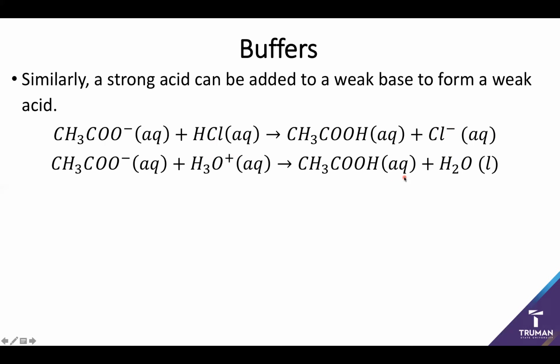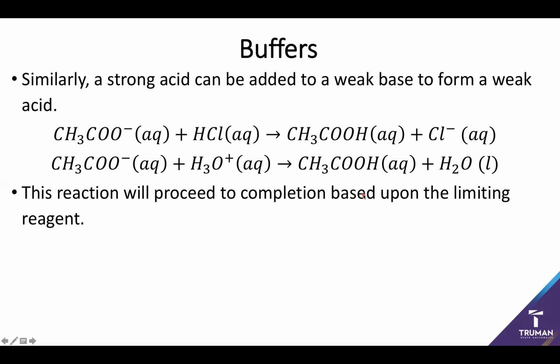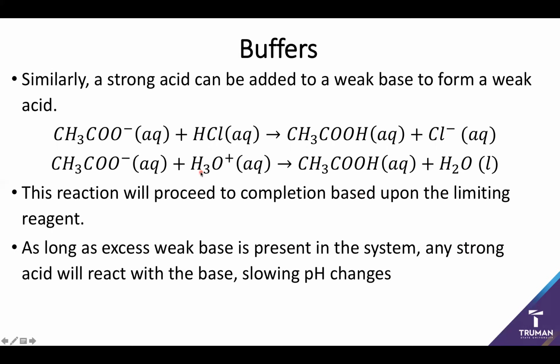Well, this reaction should look fairly familiar because this is the reverse of an acid dissociation reaction. And again, we know those have very small Ks, which means that this reaction going in reverse is going to be a very big K. It's always pretty much going to go to completion. And the products will just be based on the limiting reagent, whether I have less base or less acid. So as long as I have some weak base present, I can go ahead and absorb any of that strong acid. And this will essentially slow the pH change. The more base I have, the more acid I can nom.